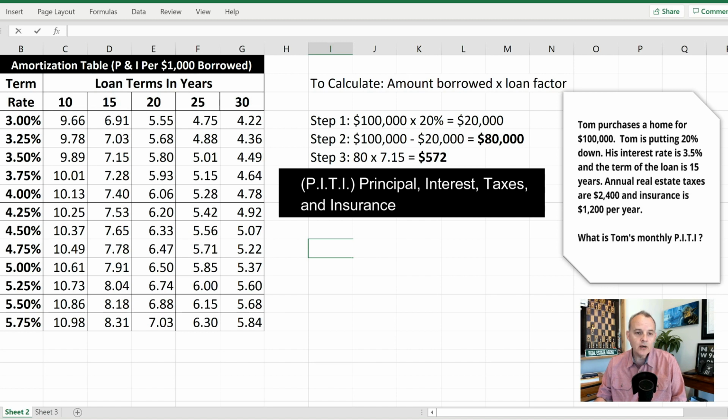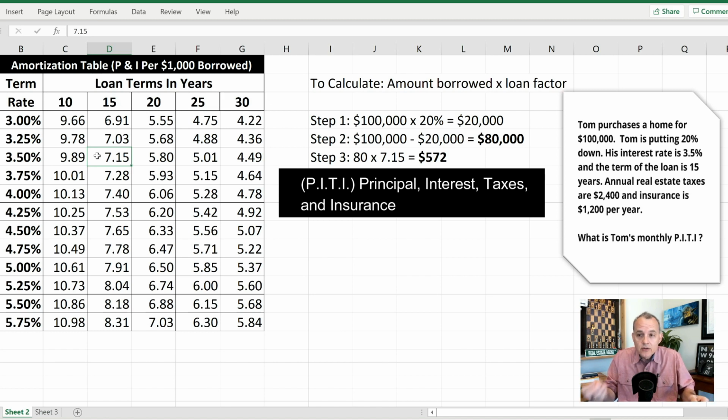How did we get that? Well, going back to our amortization schedule, Tom's APR is 3.5%, and it's a 15-year loan. So we're going to cross-reference here. That gives us 7.15. So we take 80, multiply it by 7.15, and that gives us our principal and interest payment of $572. Now, your real estate exam question may require you to stop there.